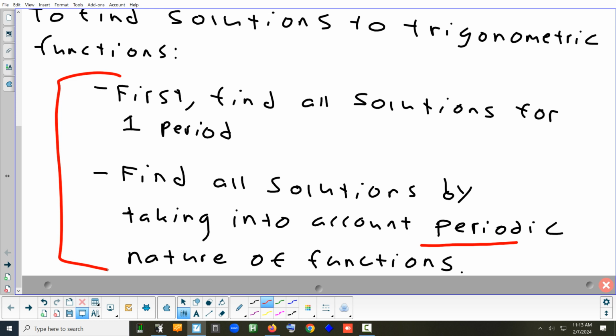Any questions on that? Yes. You said 2 pi over b was for which trigonometric functions? Everything except tangent and cotangent. Got it.